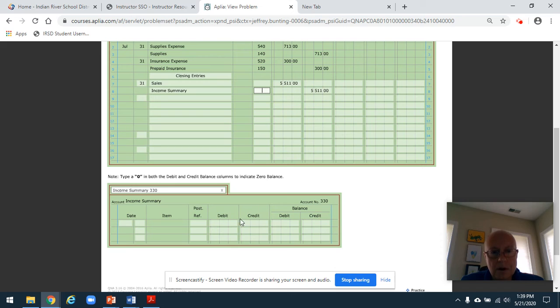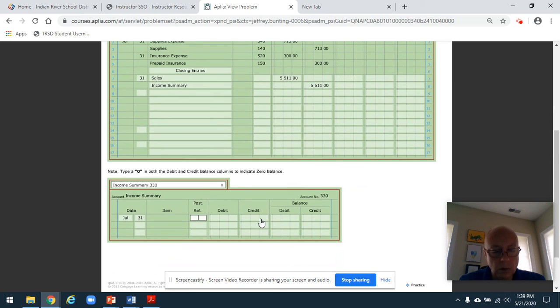All right. So what we have to do here on the 31st is we've got to go through and then put the date in like normal. All right, so our post reference here, let's go to our journal page, which is page 4. All right, so for our income summary, what we are going to do here is make a credit entry for 5511. Now, new balance on the credit side, 5511. Okay, so we debit it, sales is closed.